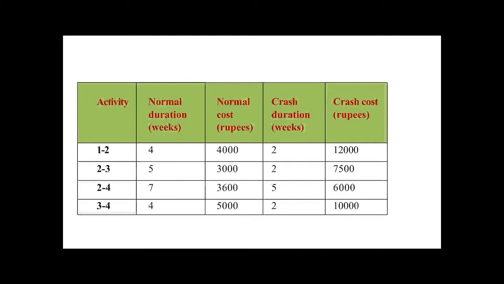Their normal duration, that is Tn, then normal cost, that is Cn, then crash duration, that is Tc, and crash cost, Cc. As you can see, the normal duration is 4 weeks for the first activity, whereas the crash duration is 2 weeks. So we can crash this particular activity by 2 weeks only, beyond which crashing is not possible. So there is a limit of crashing for each activity that is given.